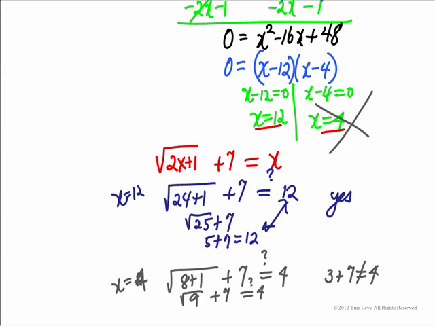So for every radical equation, when you get two answers like this, you do have to check to make sure that they both work. So the only solution to our equation was x being 12. We'll go to the next page to do what's maybe one of the harder ones.